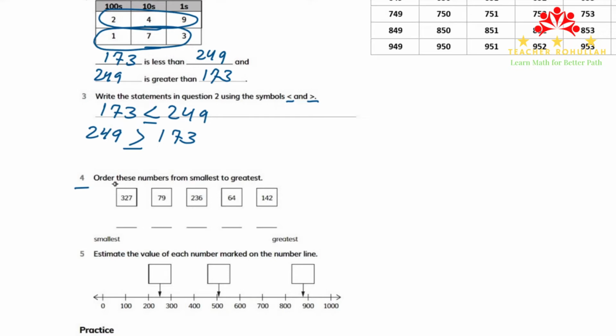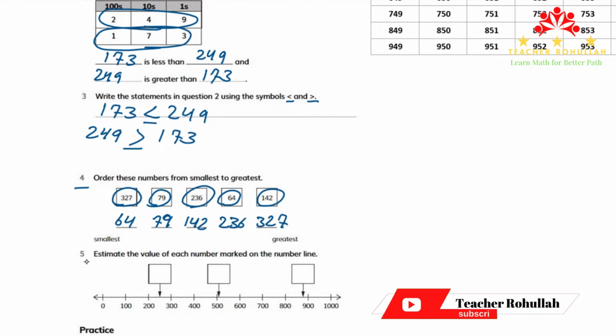In question number 4, it says, order these numbers from smallest to greatest. So the smallest number here is 64. The second one is 79. Then 142. Then 236. And then 327. So 64 comes here because we are asked to order from smallest to biggest. 79 comes in the second place. 142 is coming in the third place. 236 is 4th, and the biggest one is 327.